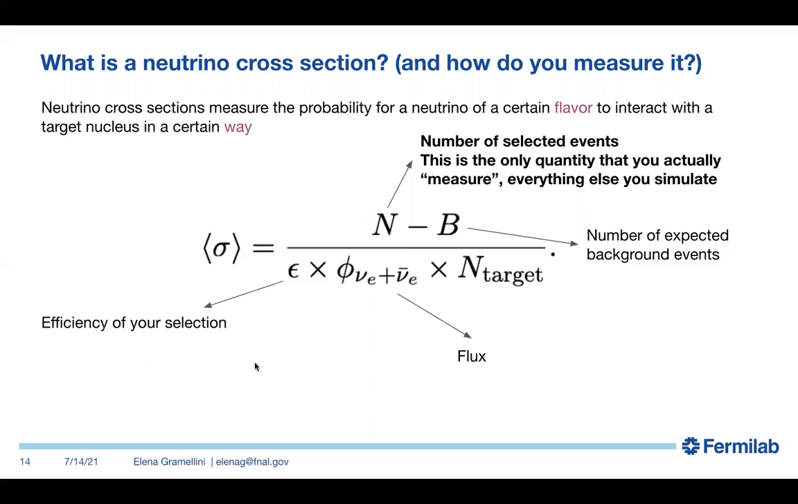The next number that is important is the efficiency of your selection. Again, your selection is not perfect and it's not going to pick out or select every NUE interaction that you had in your detector. So you need an estimate of how well you are selecting your signal, your neutrino event.